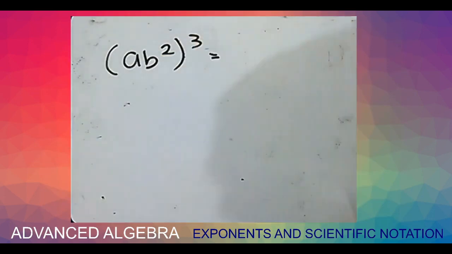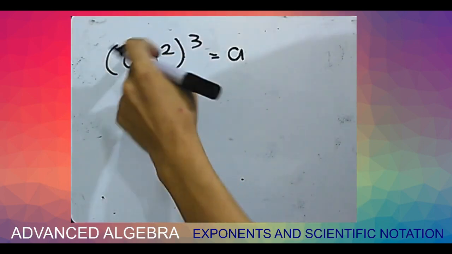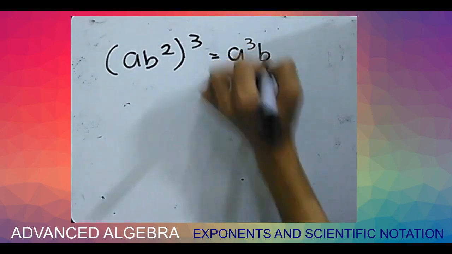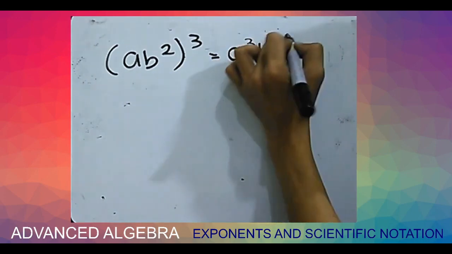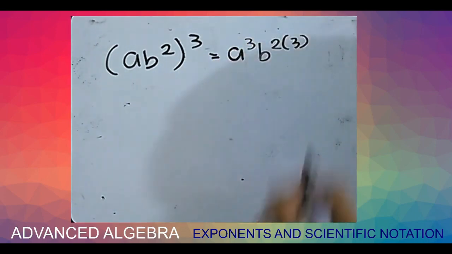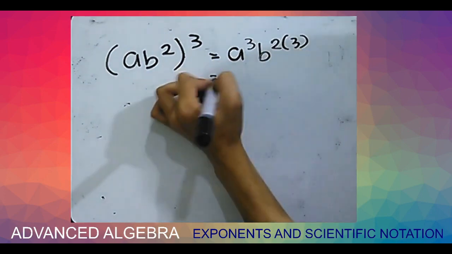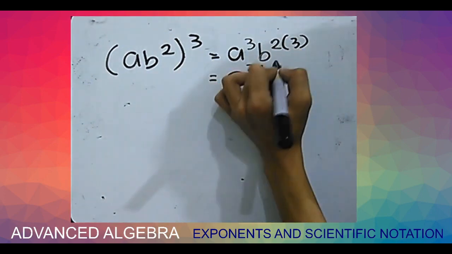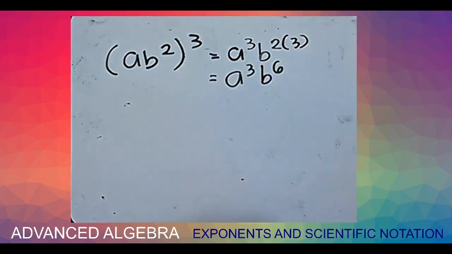Gagawin ko lang, segment ko lang yung exponent niya. So, a, exponent ng a, di ba, 1. So, 1 times 3 is 3. Lagyan natin dito. Then, b. So, lagyan natin b squared times 3. So, next, a to the third power, b to the sixth power. So, yan.